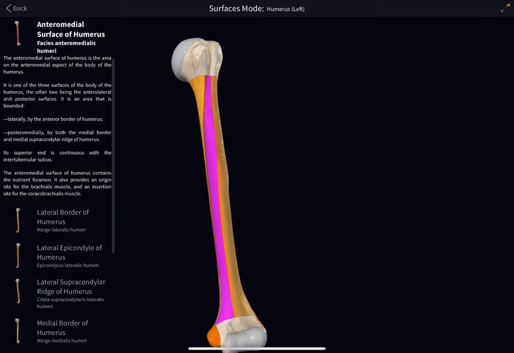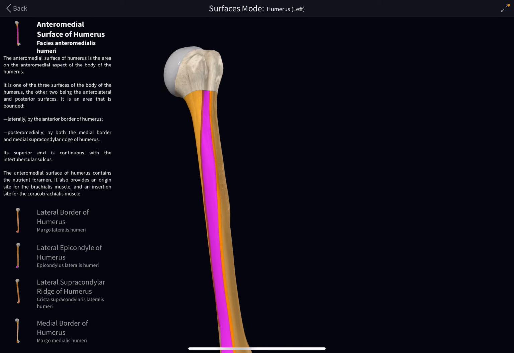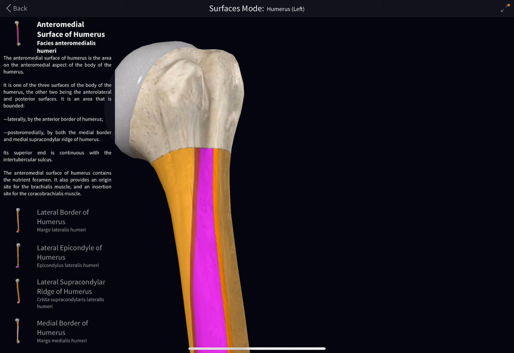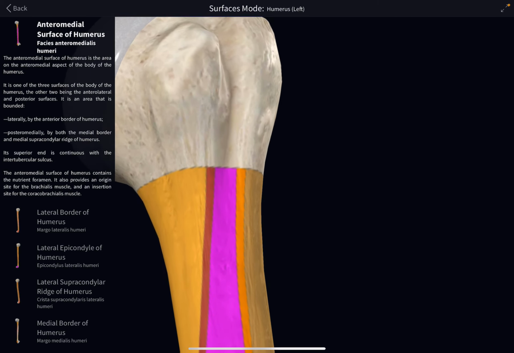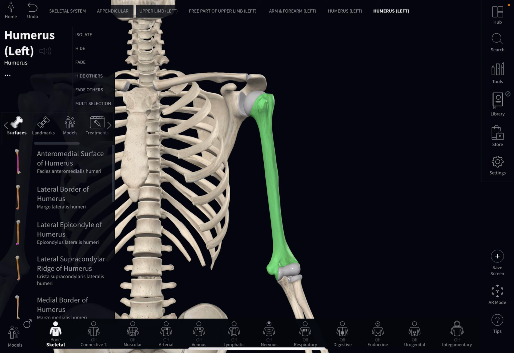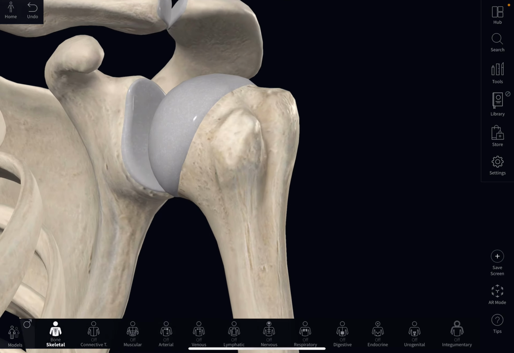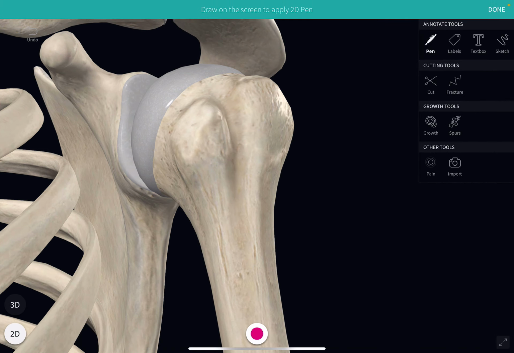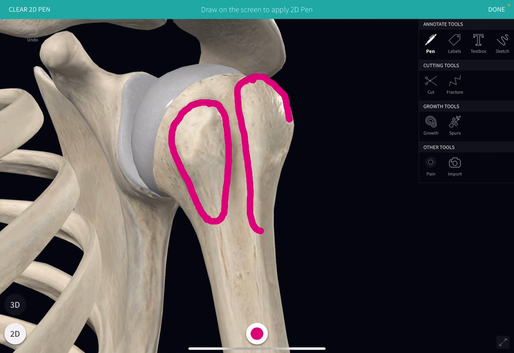This is the anteromedial surface. The anteromedial surface in the upper part becomes a part of the intertubercular sulcus. We know this intertubercular sulcus, this one right here, is a sulcus that lies between the greater and the lesser tubercles. Let us look at this intertubercular sulcus in detail. There is the lesser tubercle, there is the greater tubercle, and this intertubercular sulcus is in between.